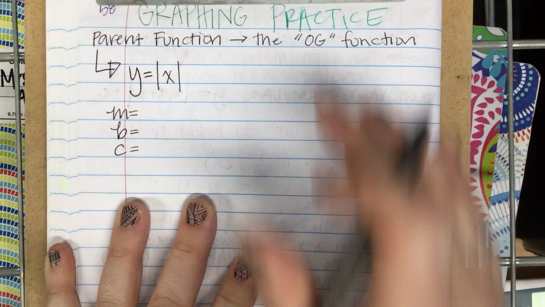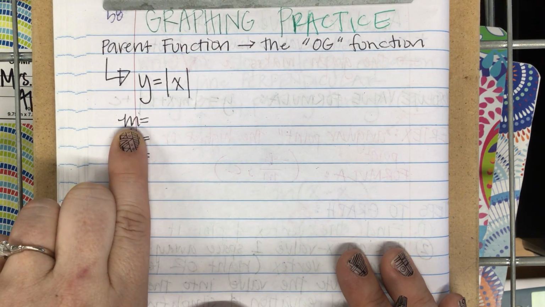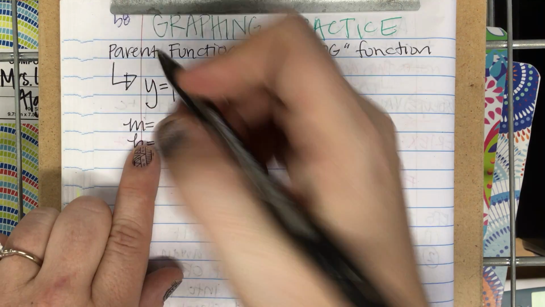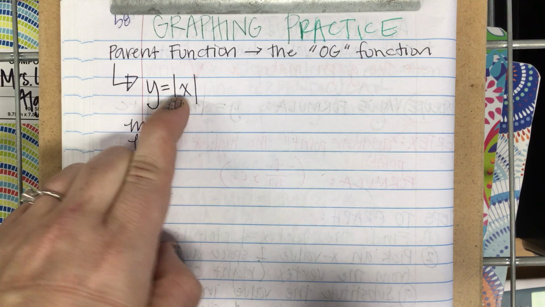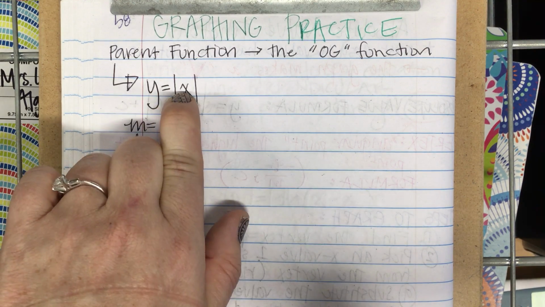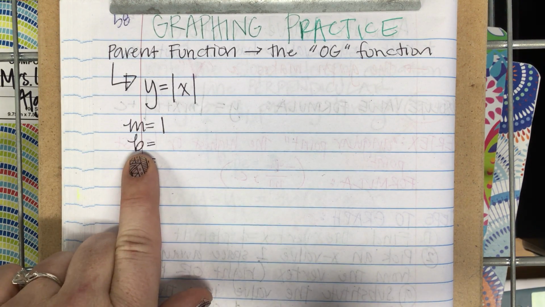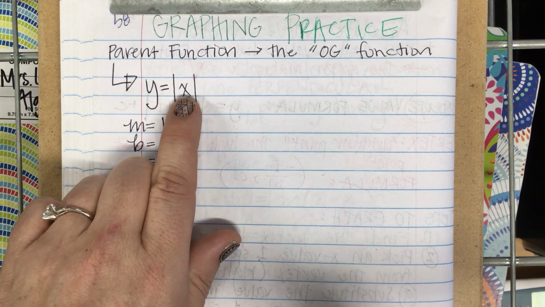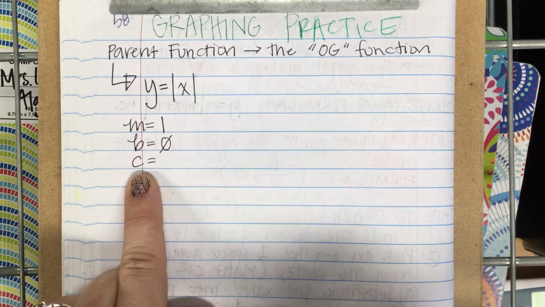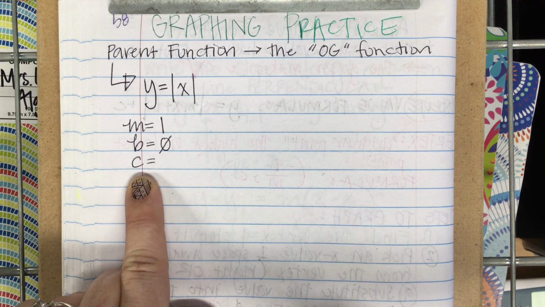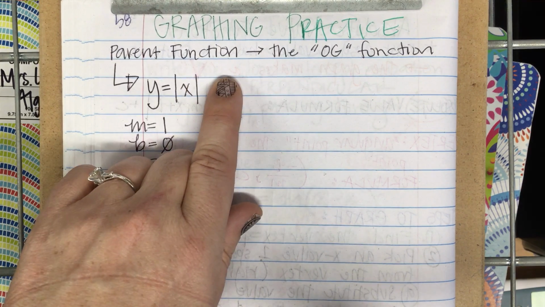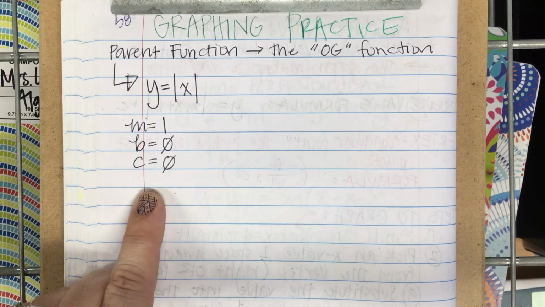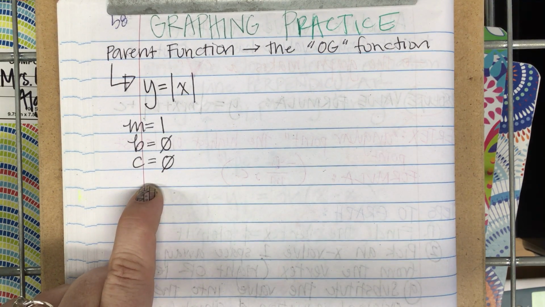M, B, and C. What's my M value in this original function? 1. 1x. Mx. What's my B value? Is there anything being added inside the absolute value? Nothing. And outside of the absolute value, what's being added? Nothing. It's pretty basic, right? No frills.